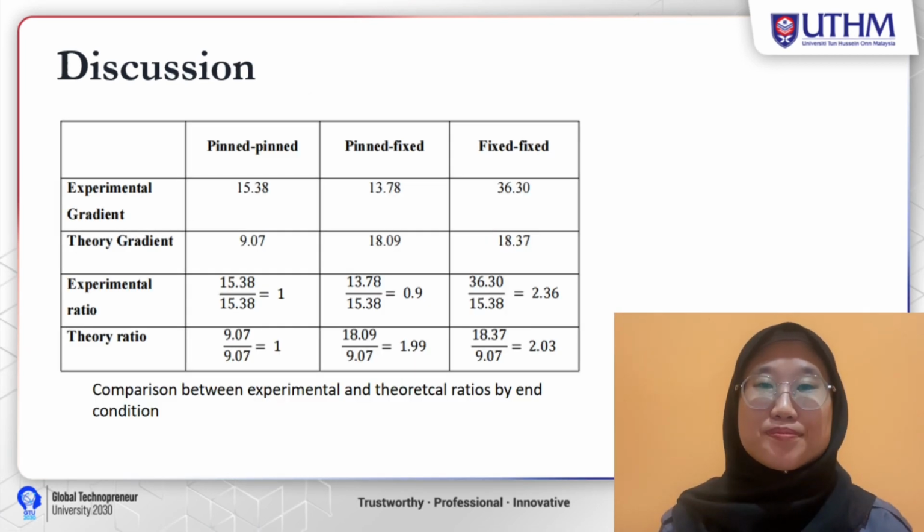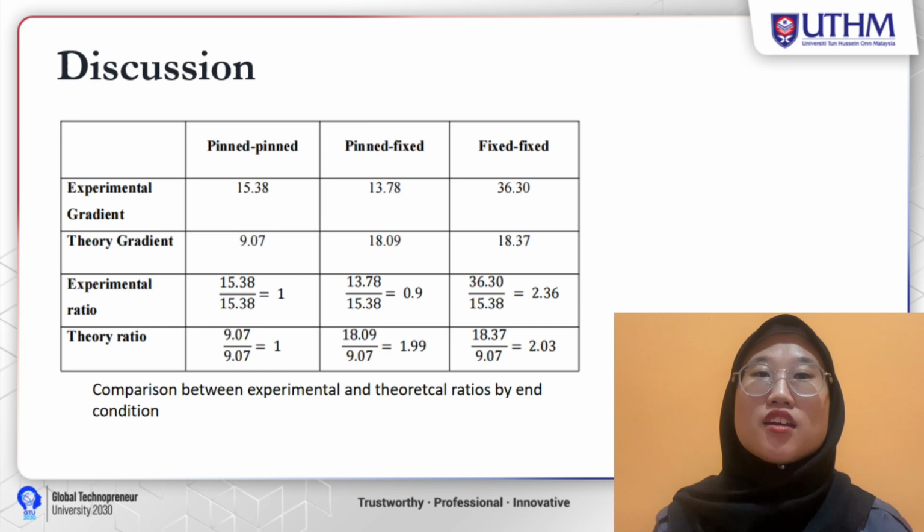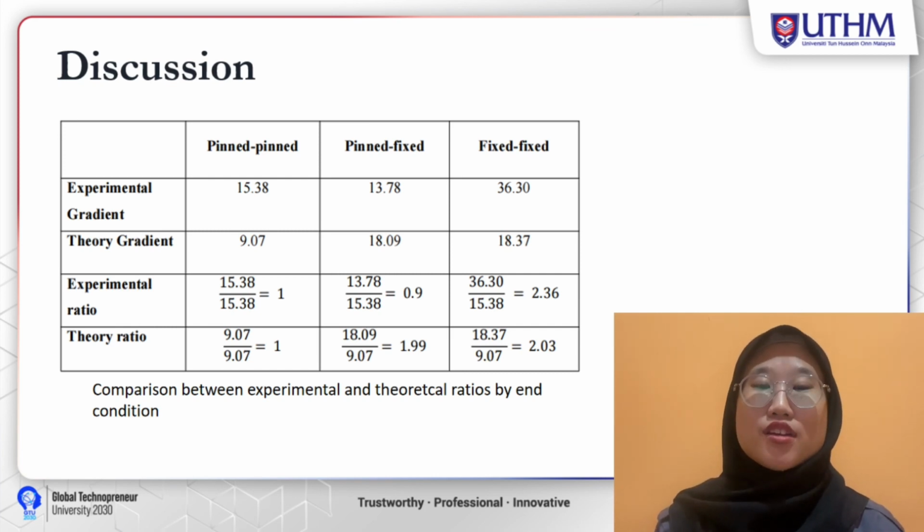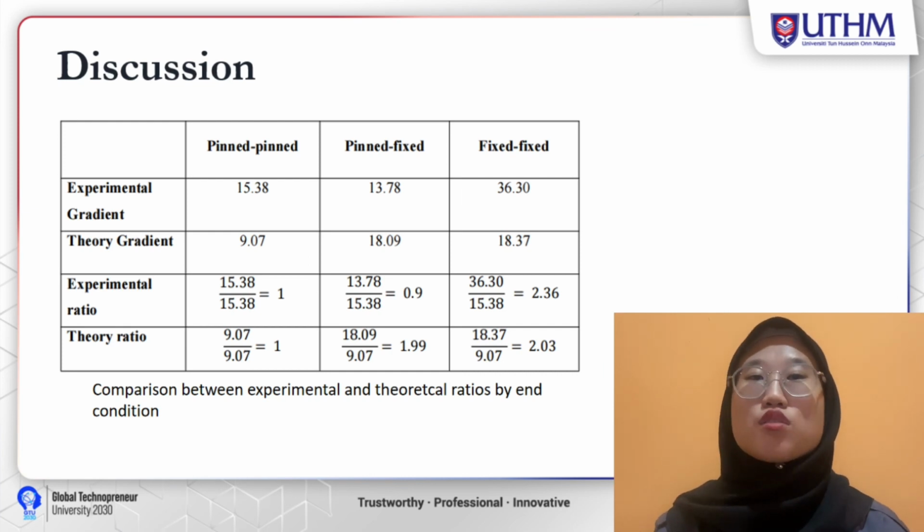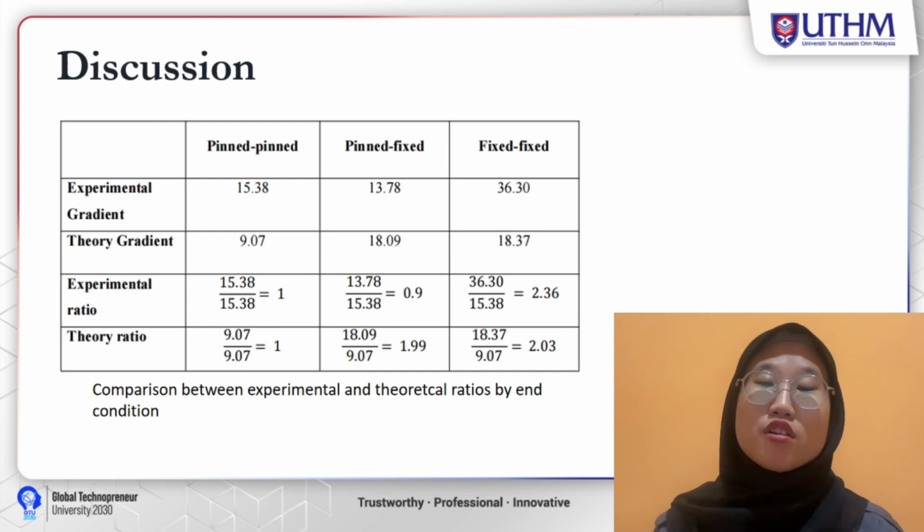So based on the graph plotted, we can see that nearly all lines plotted linearly increase. So this proves that the relationship between the buckling load and I over L squared is linear, and the buckling load is directly proportional to I over L squared. So therefore, this proves that the Euler formula does predict the buckling load.